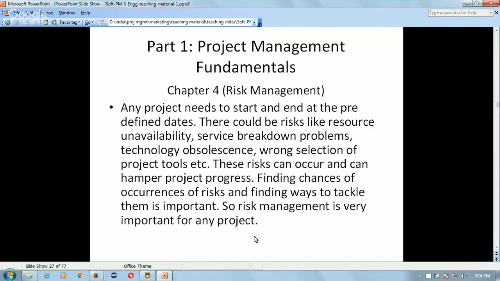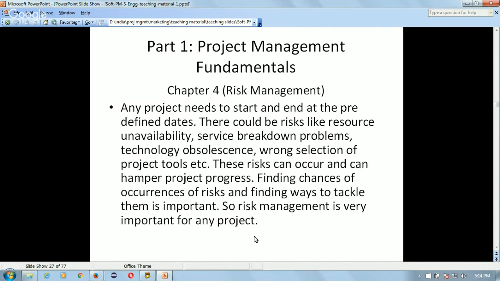Since a project needs to start at a predefined date and needs to be finished by a predefined date, it means that all the project tasks should complete before this predefined end date. Otherwise, you can say the project has failed.